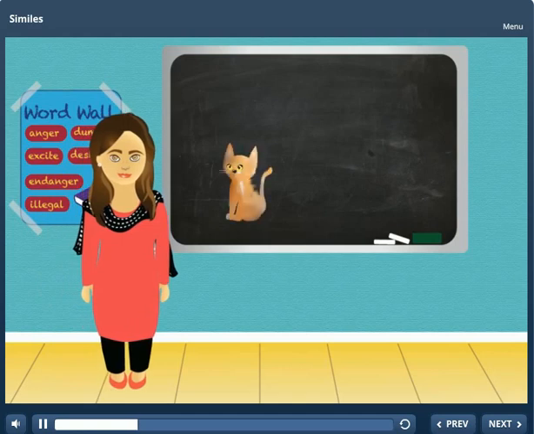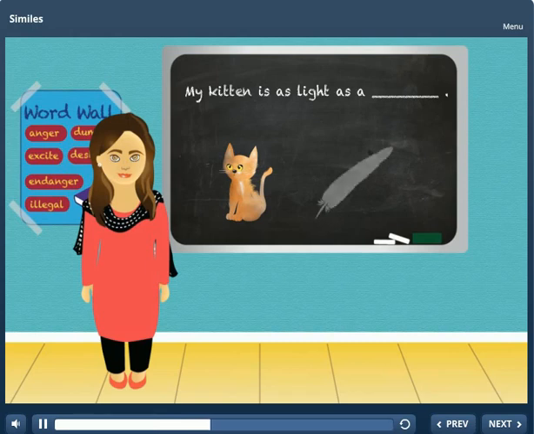Children, look at this kitten on the board. It is a very small kitten. I can easily carry it. We want to use a simile to describe its weight. Can you tell me the names of some things that are very light? Feather. We can use the word feather to complete our simile. My kitten is as light as a feather.